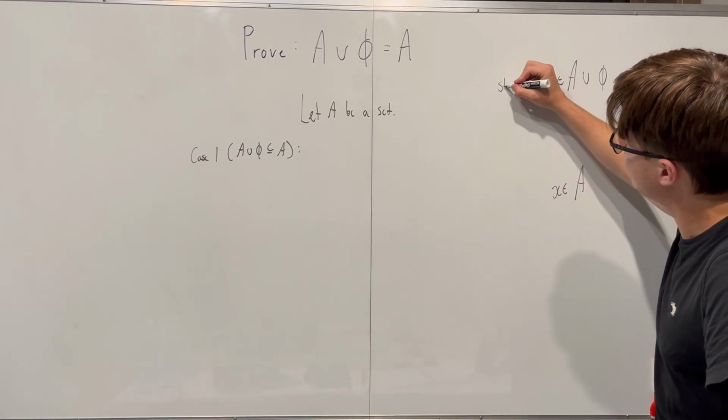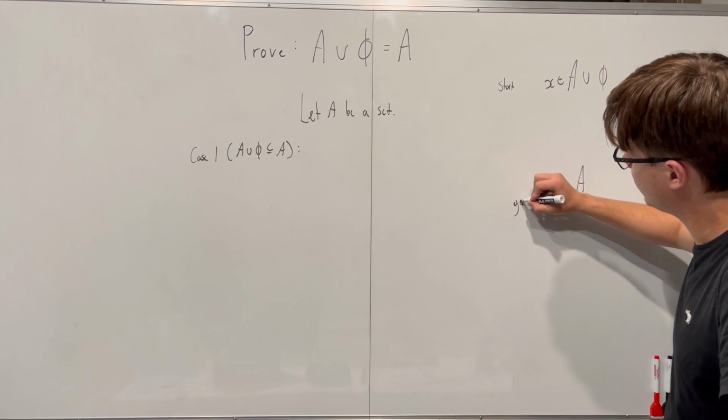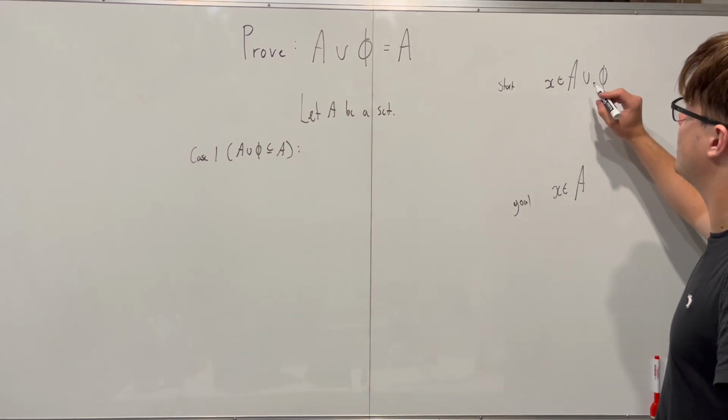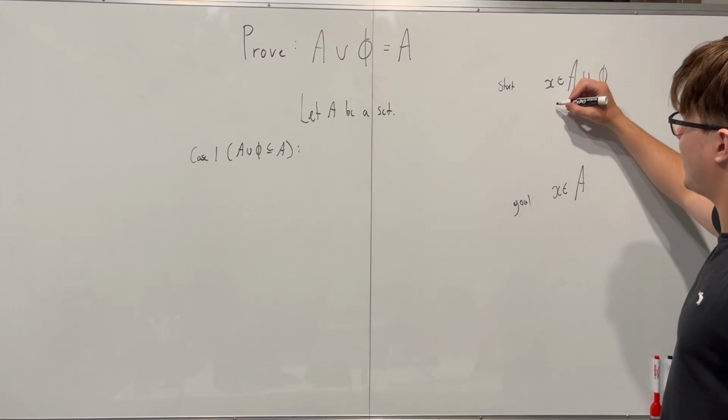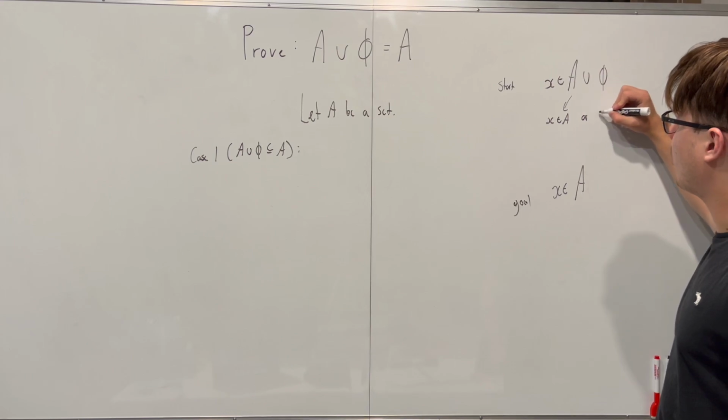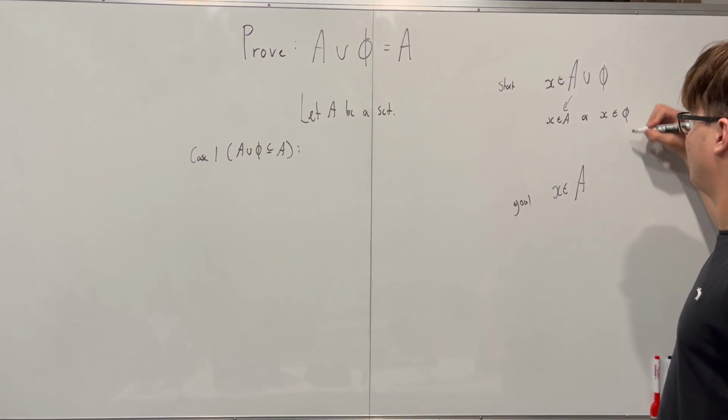Well, we start here, as I've said, and our goal is to get here. So what can we do? We can definitely split up what it means for X to be an element of this set. It means that X must be an element of A, or X must be an element of the empty set.